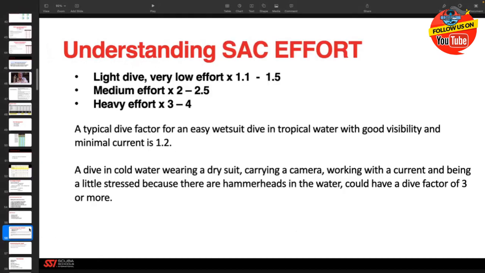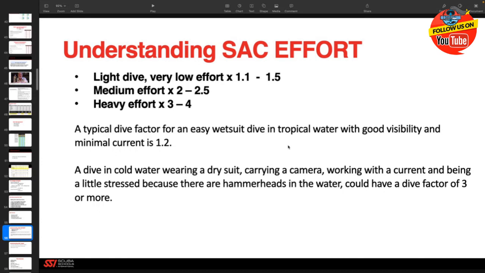As we go through this, understanding SAC rate based upon effort happened to be the next slide. So a light dive, very low effort, is going to be a 1.1 to 1.5 multiple. A median effort is going to be a 2 to 2.5, and a heavy effort could be 3 to 4, up to 6, really. So a typical dive factor for an easy wetsuit dive in the tropics with good visibility and minimal current is going to be a 1.2. That's typical for me.